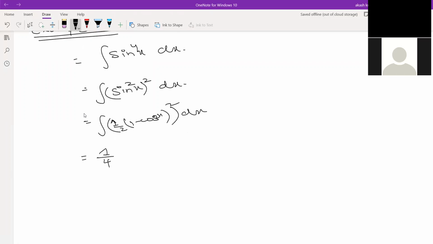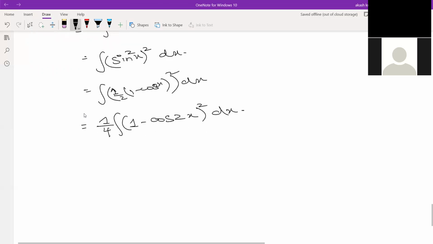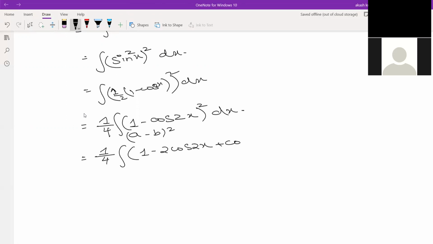So it becomes 1 over 4, taking the half outside because that's the constant term, and inside is left 1 minus cos 2x whole square dx. Why 1 over 4? Okay, the square. Applying the a minus b whole square formula, it becomes 1 minus 2 cos 2x plus cos square 2x dx. Is it clear?